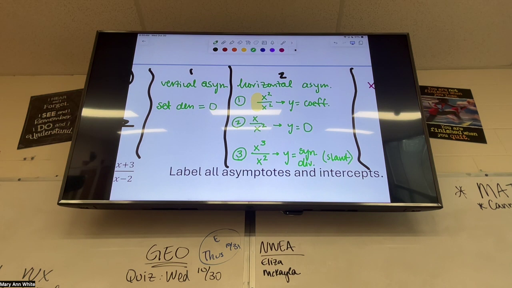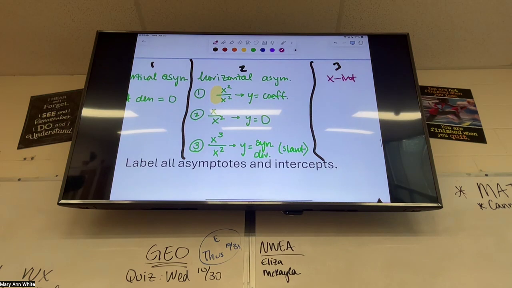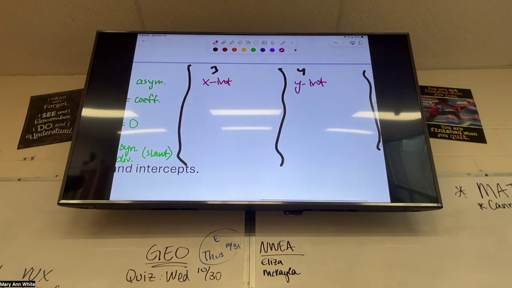The horizontal asymptote is often very easy. There's just 3 special cases. We just have to look at all of them. What about x and y intercepts? Do any of you remember how we find the x or the y intercepts? Nikki, what you got? Good. I already did the denominator 0 for my vertical asymptote. So for my x-intercept, we're going to set the numerator equal to 0.